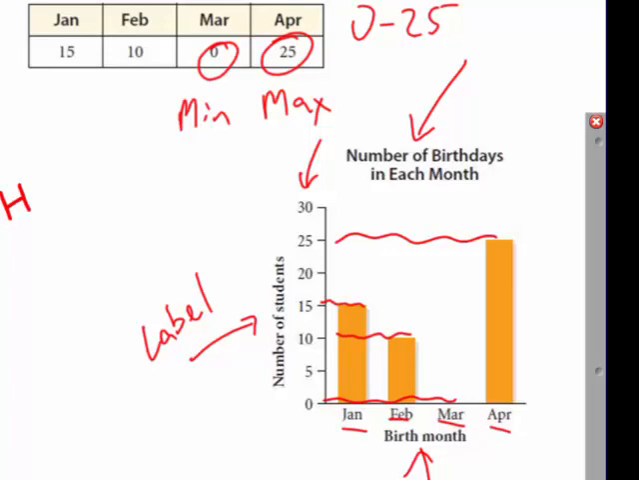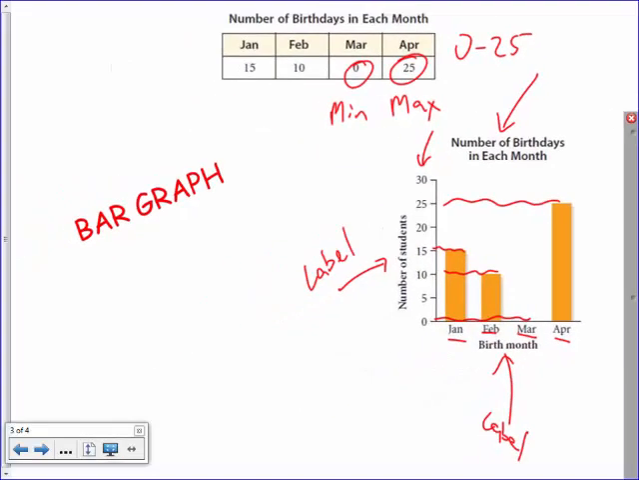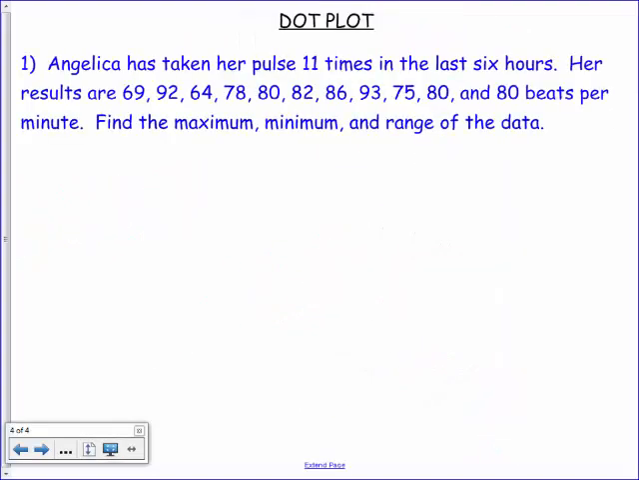Okay, so hopefully these should be kind of familiar to you. The one that might be new, but hopefully you have some reference to it, is a dot plot, also known as a line plot. So let's read through our information. It says, Angelica has taken her pulse 11 times in the last 6 hours. Her results are 69, 92, 64, 78, 88, and so on.